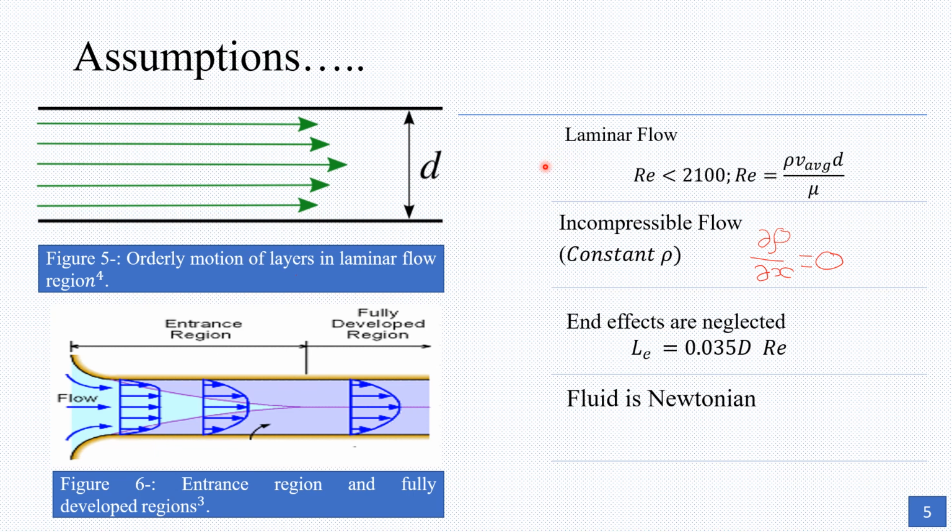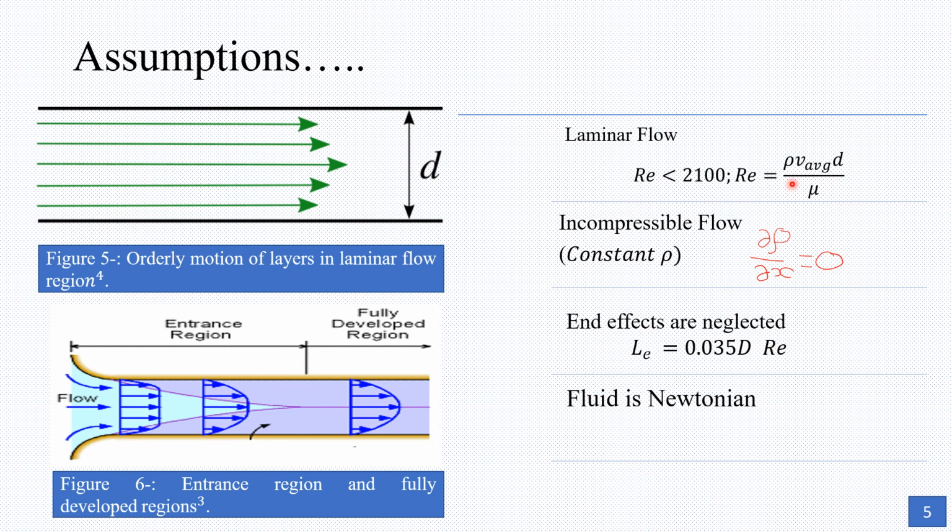The next important assumption is laminar flow. The flow should be laminar. It means that it is a smooth flow in which the layers move parallel to each other in a highly ordered motion, so that they do not disturb the movement of the corresponding adjacent layers. For that we define the Reynolds number, which is a dimensionless number, to check whether the flow is laminar or not.